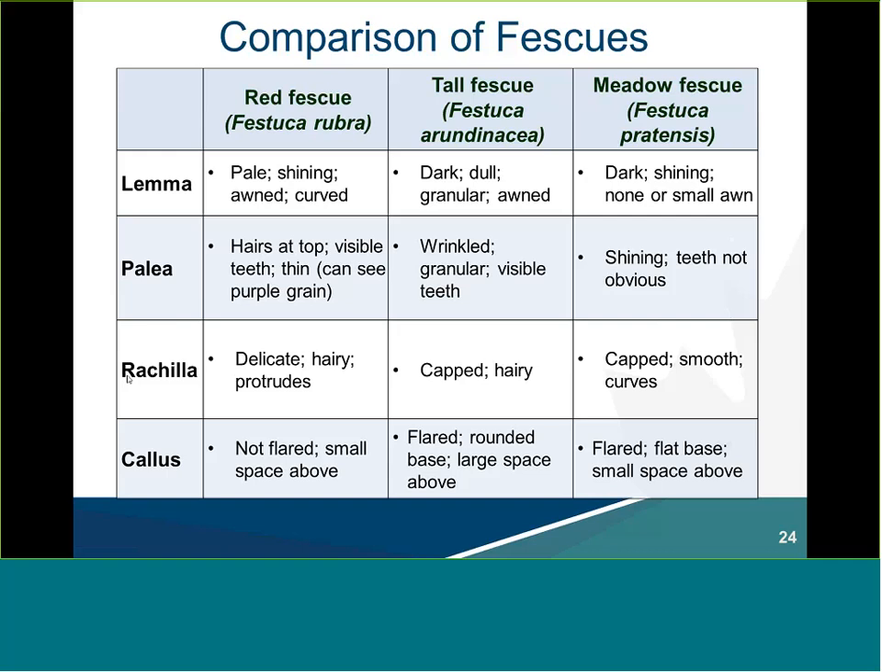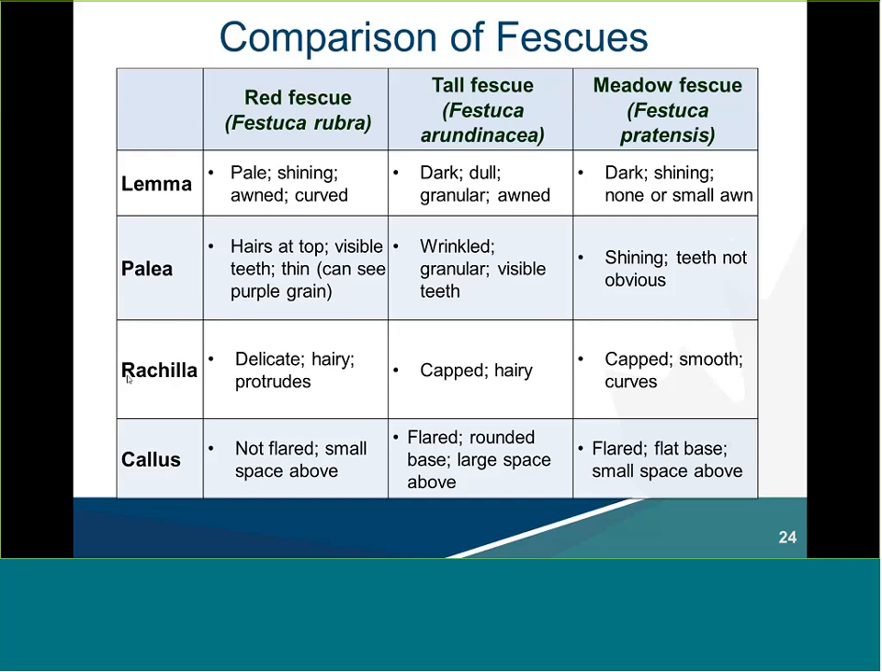Now, meadow fescue, again, dark, thick. This time it's shining, it's smooth, not granular. And I didn't mention before, but there is an awn at the top. There can be a small one, and there tends to be none. Hanging all of your identification hats on whether there's an awn or not really isn't a good idea in the fescues, but I thought I'd mention it just to tell you all the features of that information point.